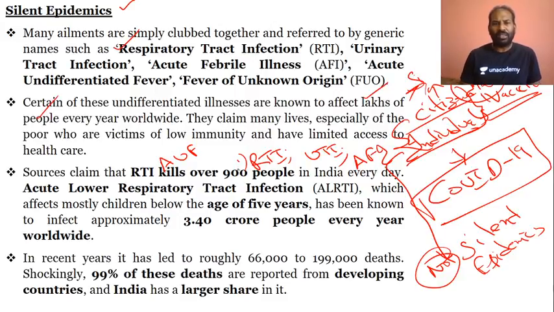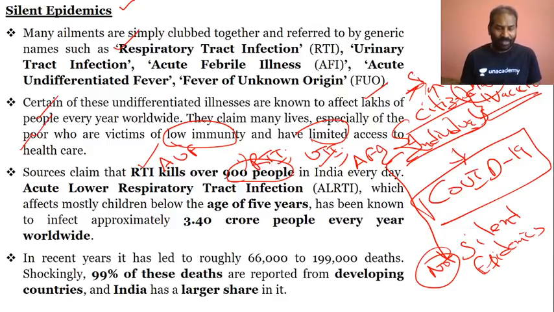These silent epidemics affect lakhs of people every year worldwide, and it is the poor who are the victims, who have low immunity and limited access to the public healthcare system. And in regards to statistics, RTI, that is respiratory tract infection, kills over 900 people only in India every day. That is what the concern is.